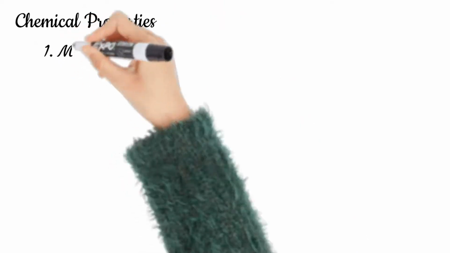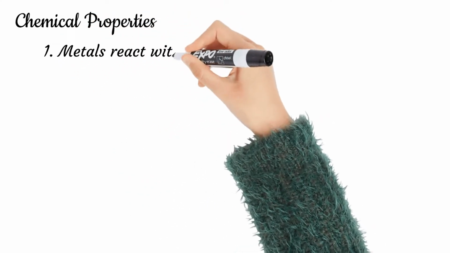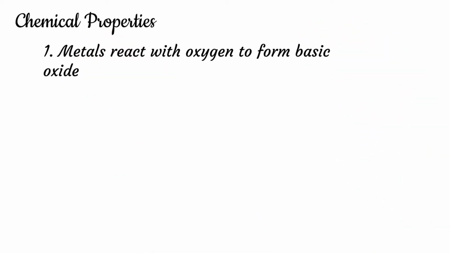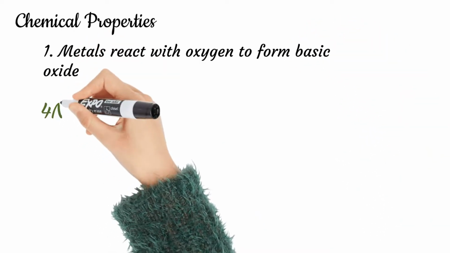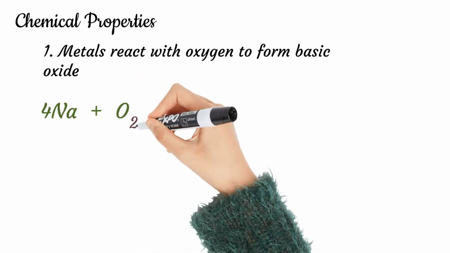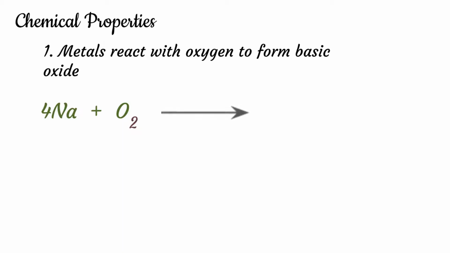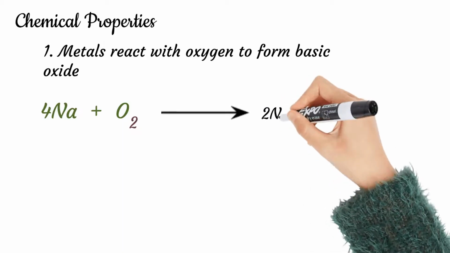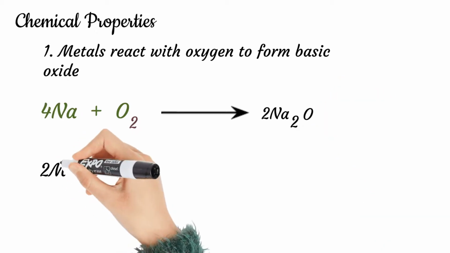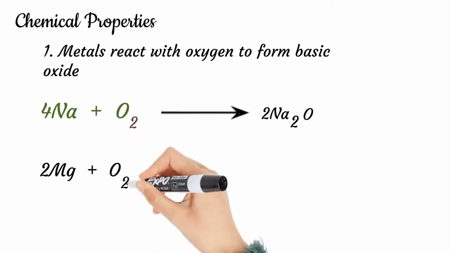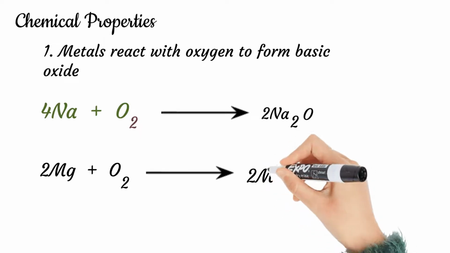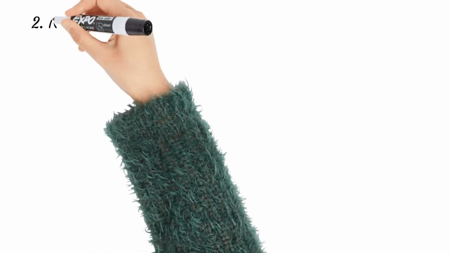Chemical properties of oxygen. Number 1, metals react with oxygen to form basic oxides. For example, sodium plus oxygen O2 produces sodium oxide, which is a basic oxide. Magnesium reacts with oxygen to produce magnesium oxide, which is also a basic oxide.